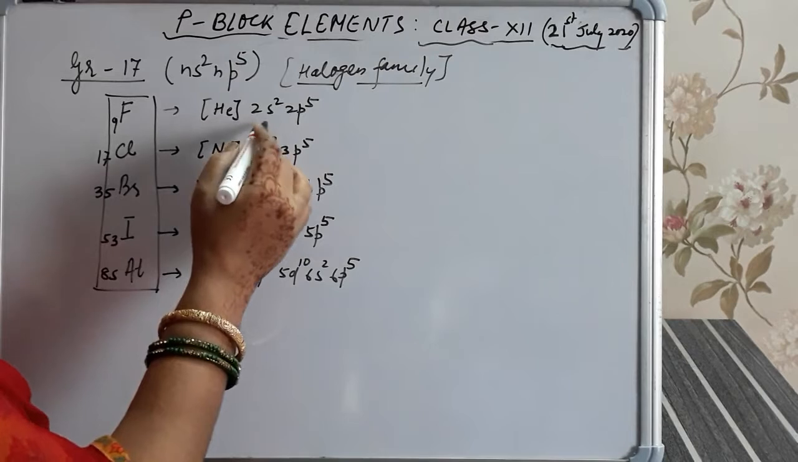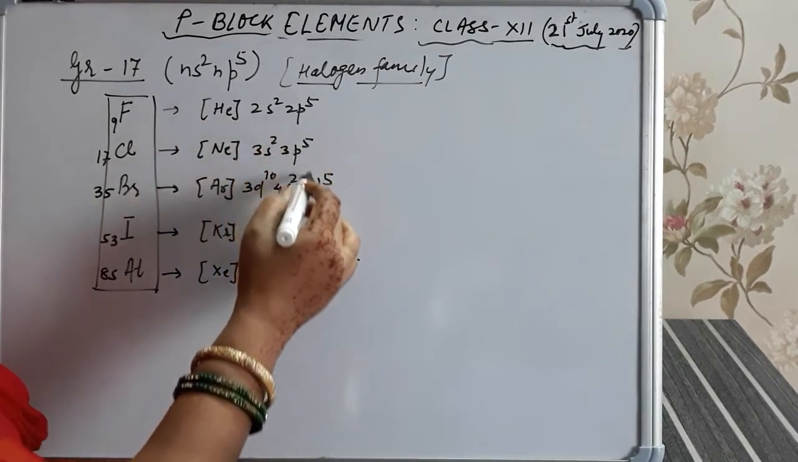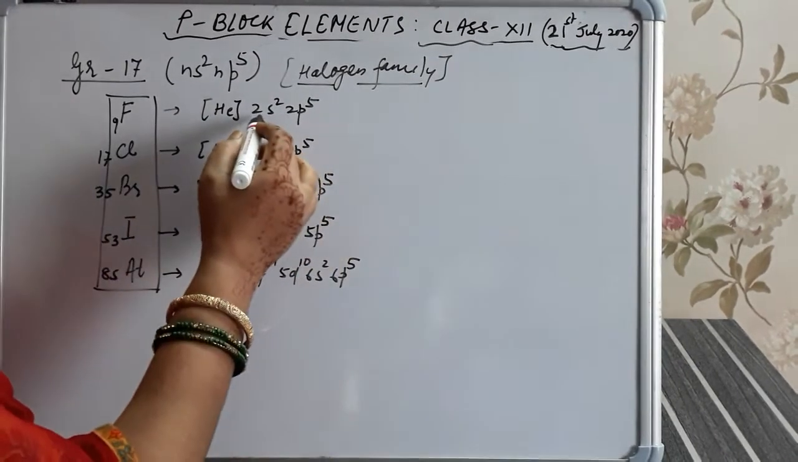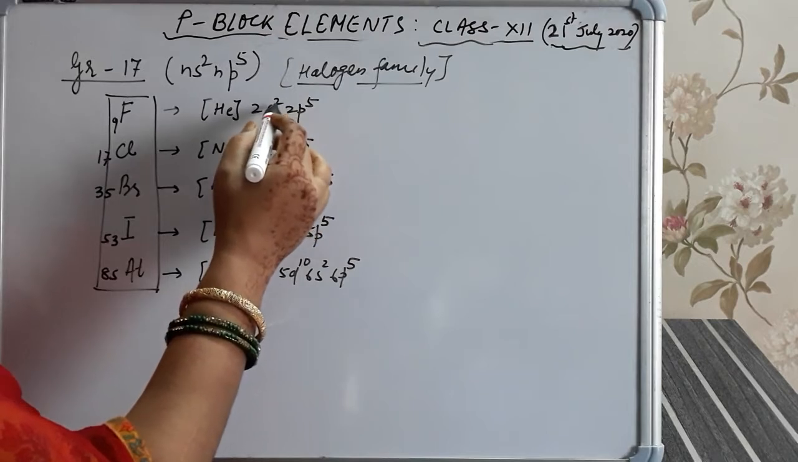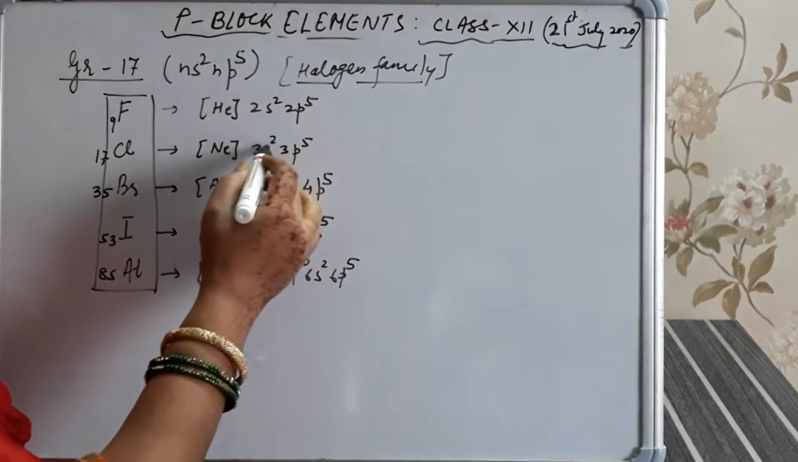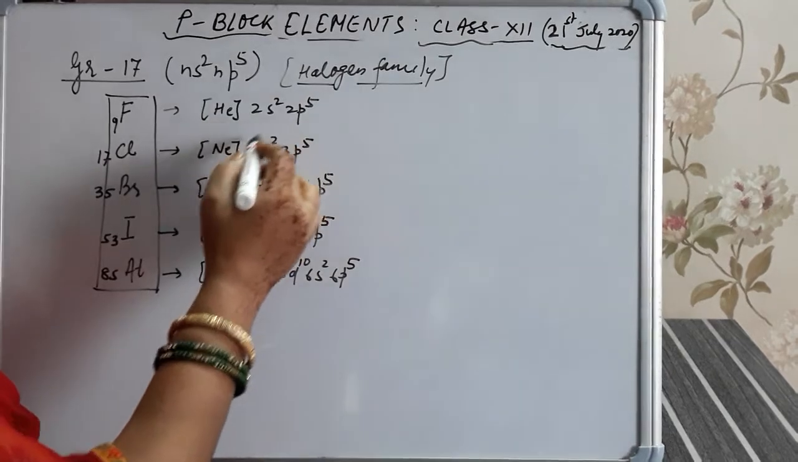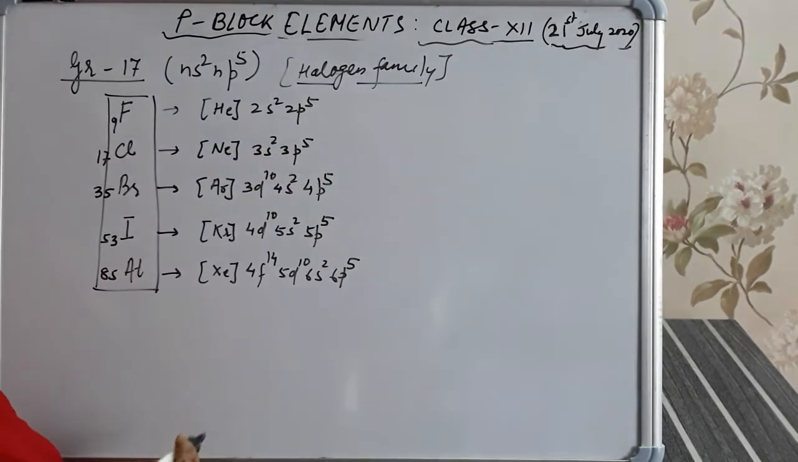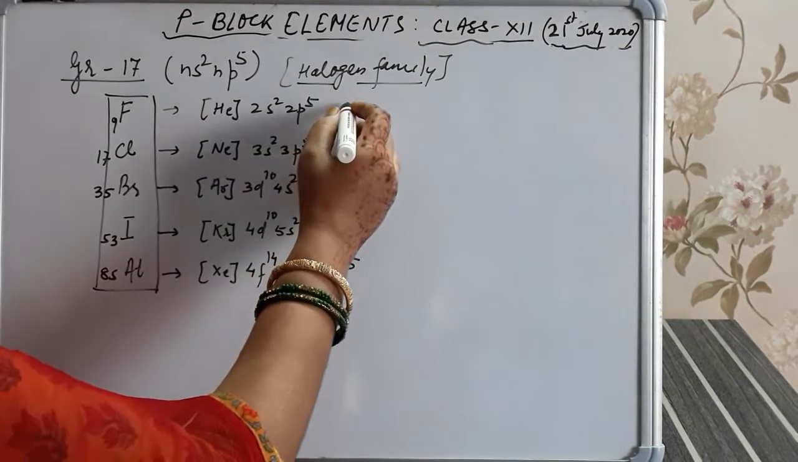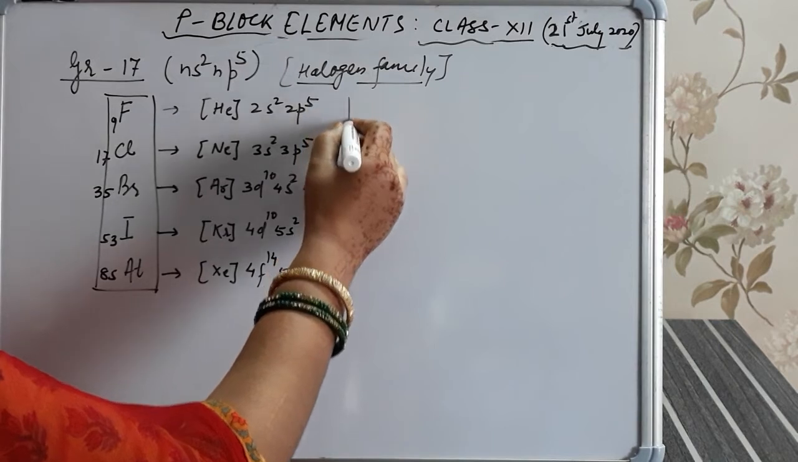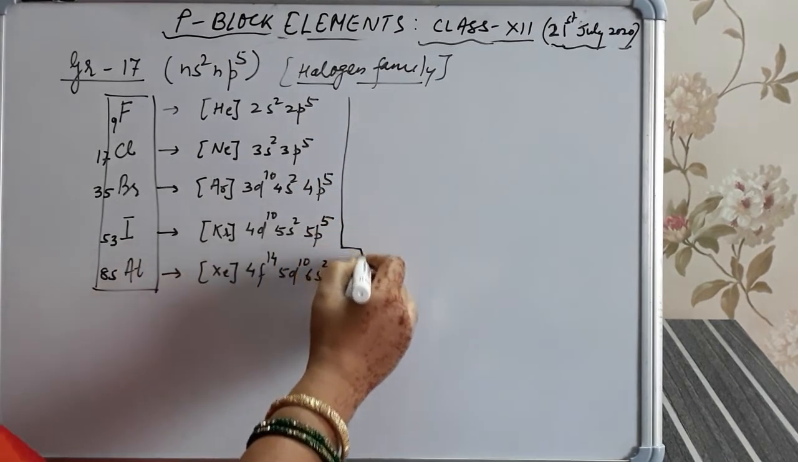Here we see that all the electrons come in the p orbitals, and their valence electrons are 7, with configurations 2s2 2p5, 3s2 3p5 and so on. So s and p orbitals are involved in the configuration of group 17. Let's now discuss the general characteristics of this group.